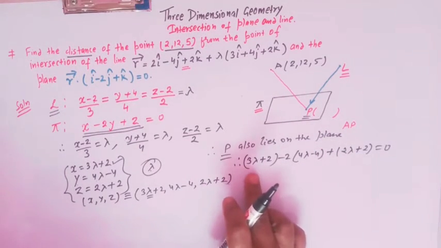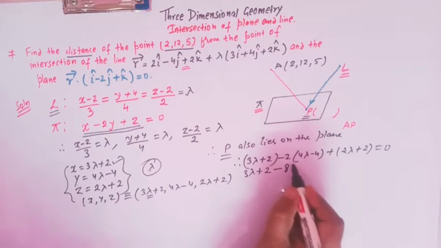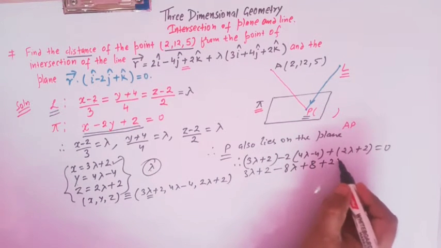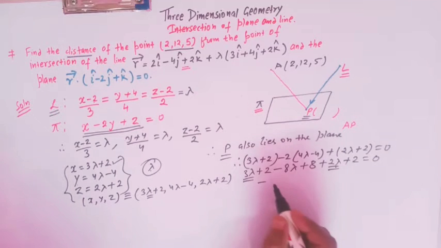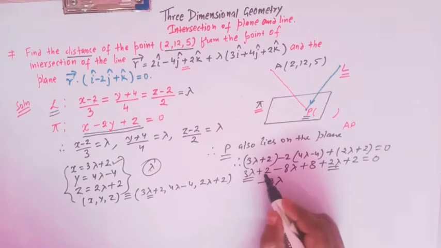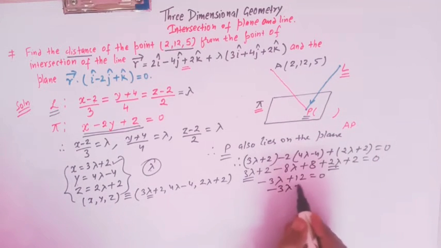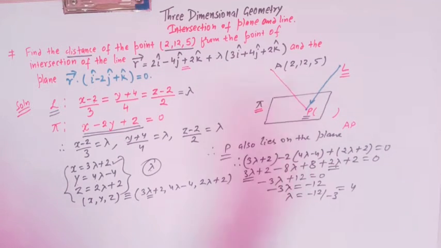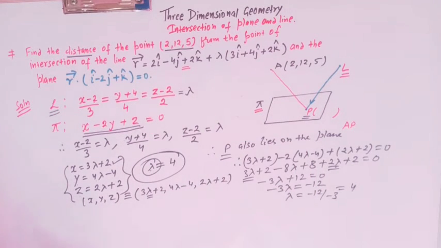Now we have a linear equation in lambda. So simplifying it, we have minus 8 lambda, here we have 8, then we have 2 lambda plus 2 is equal to 0. So this is 3, this is 2, 5 minus 8 lambda is minus 3 lambda, and here we have 8 plus 2, 10 plus 2, 12. So now we have minus 3 lambda is equal to minus 12. So lambda is minus 12 over minus 3, that is 4. So for lambda is equal to 4, we have this point P, right?